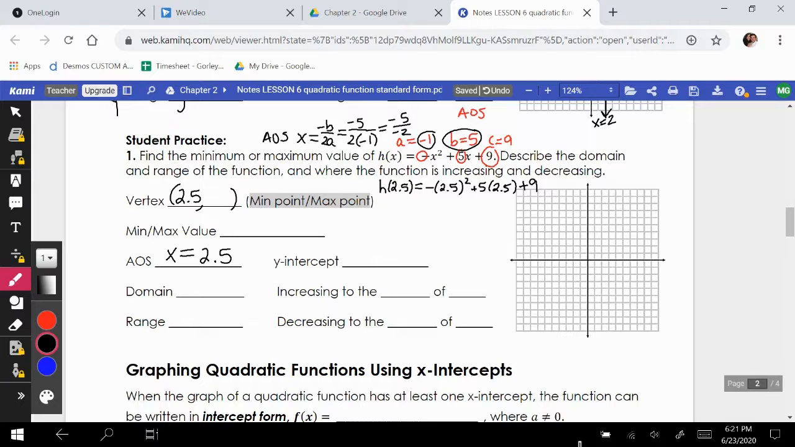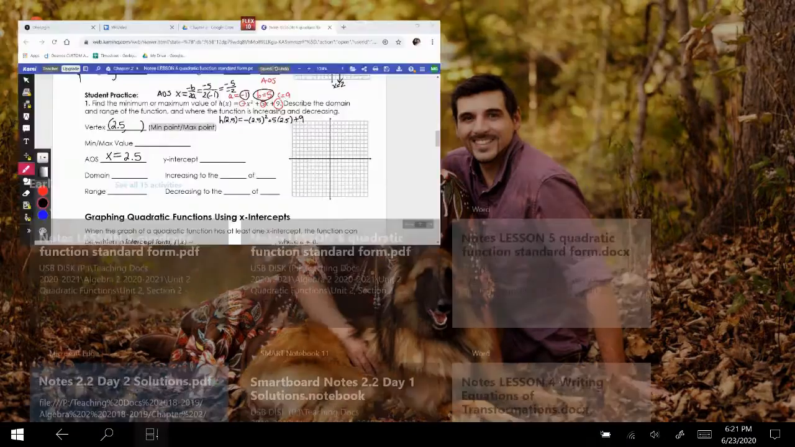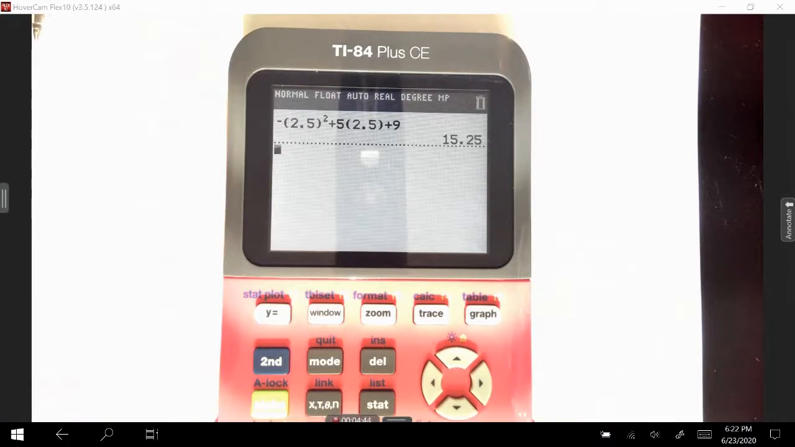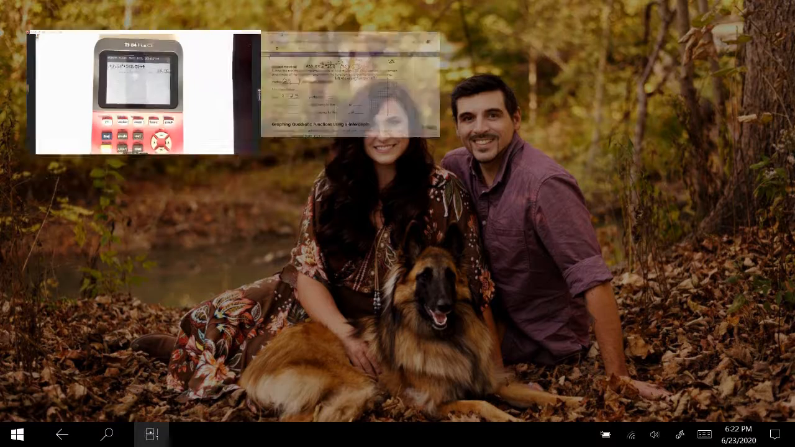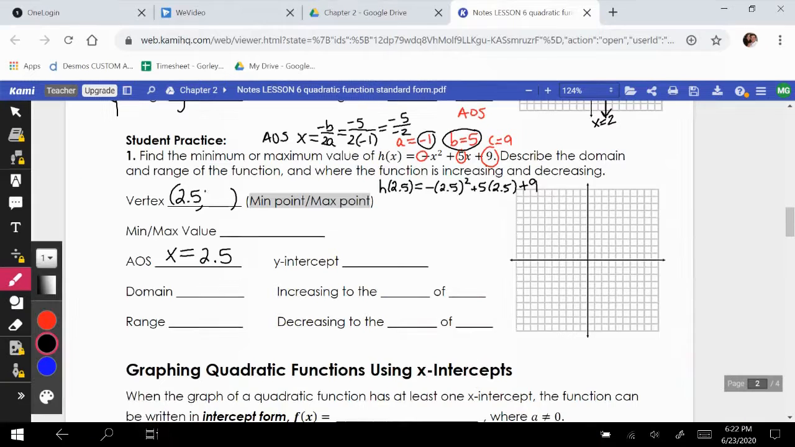Okay, and if you want to see what I put in my calculator, this is what it looks like. And I get 15.25. And that's an exact number. That's not rounded. Okay, so I put 15.25. Again, because A was less than 0, I know that my parabola is going to be opening down since it's been vertically reflected. So that means that this is going to end up being a maximum point. I already know that before I even graph it, which means that we're going to have a maximum value of 15.25. Okay, that is going to end up being the highest y value on my graph.